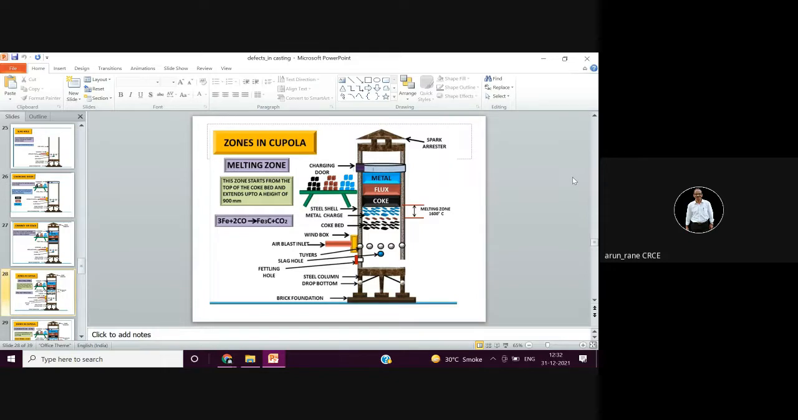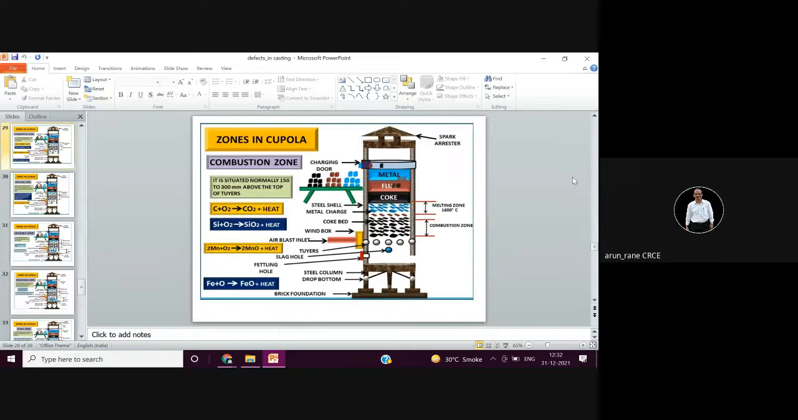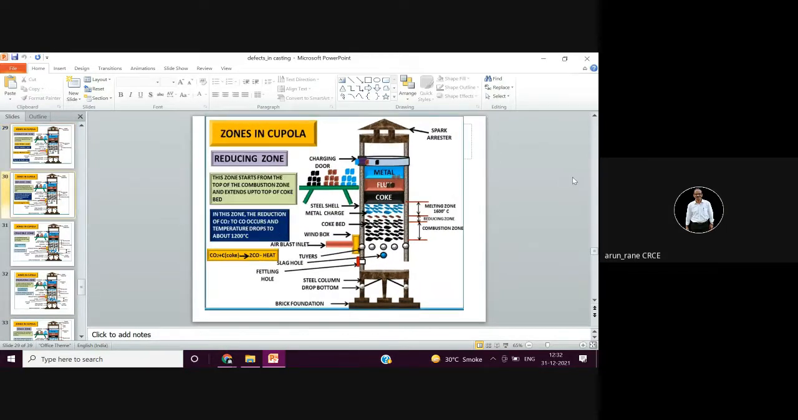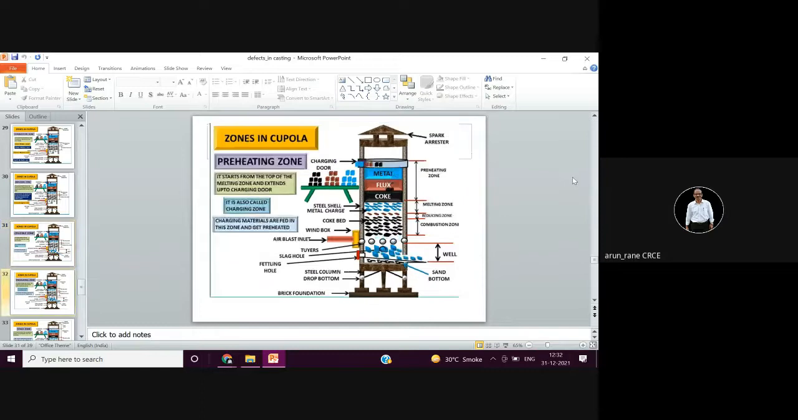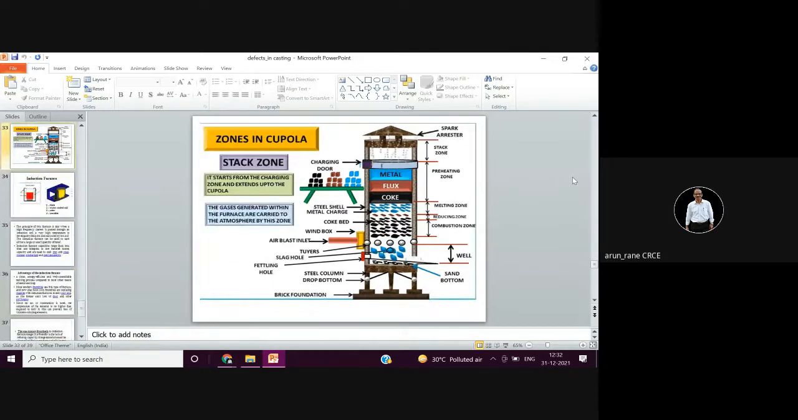These are the different zones in the cupola: charging zone, melting zone, slag zone, exhaust, etc. Combustion zone, reducing zone, crucible zone, preheating zone, stack zone.